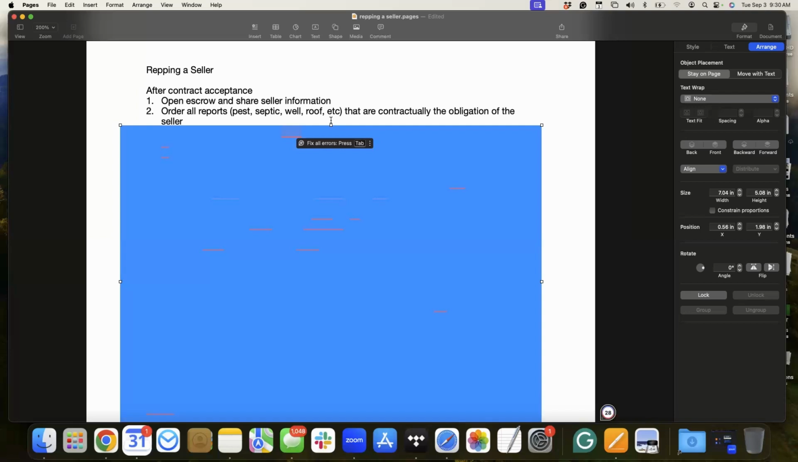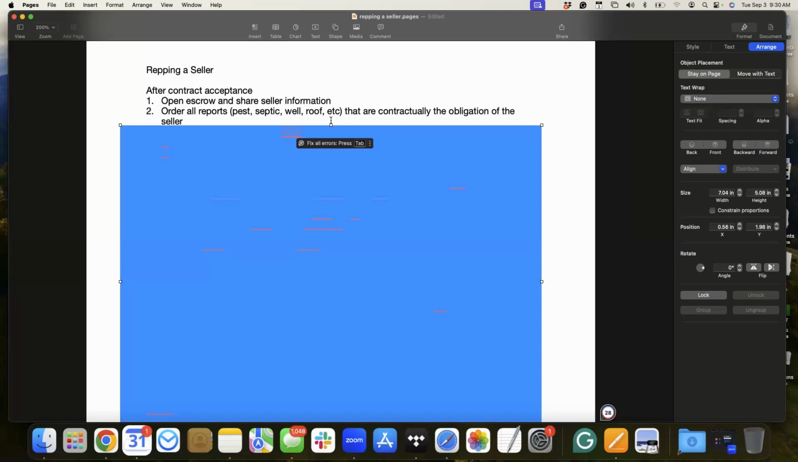When are these reports due? 7 days, on the 7th day. So if you wait till the 3rd or 4th day to order your reports, and it's going to take them 3 or 4 days to get there, you're going to be behind the 7-day curve. And then a day or two to receive the report.